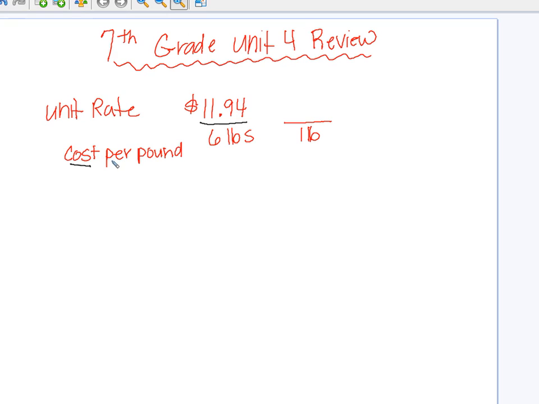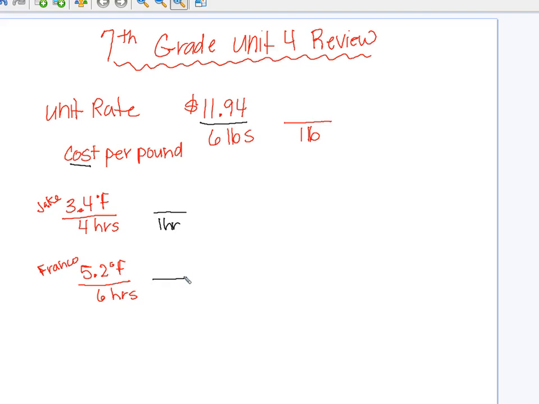You might even see something like this. Jake's temperature rose 3.4 degrees Fahrenheit over 4 hours. This is Jake. We're going to be comparing unit rates. And Franco, this is Franco. His rose 5.2 degrees Fahrenheit in 6 hours. So find the unit rate. How much did it rise in 1 hour? And the question is looking for the greatest, so they're looking for the highest.